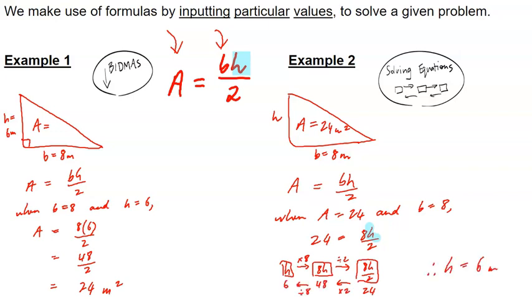Therefore, the height of the triangle is 6 meters, which we worked out using the formula by turning it into an equation we can solve. So, you've just seen the two different ways we can use formulas. Let's practice them in some examples.